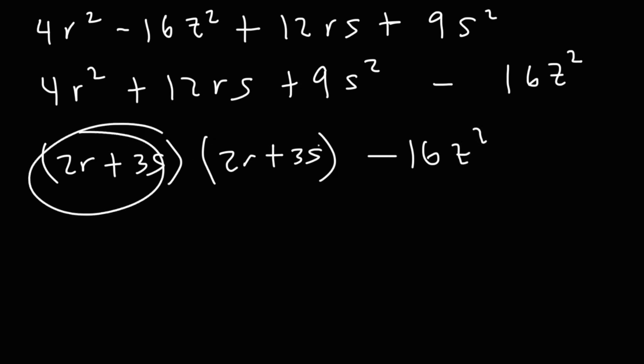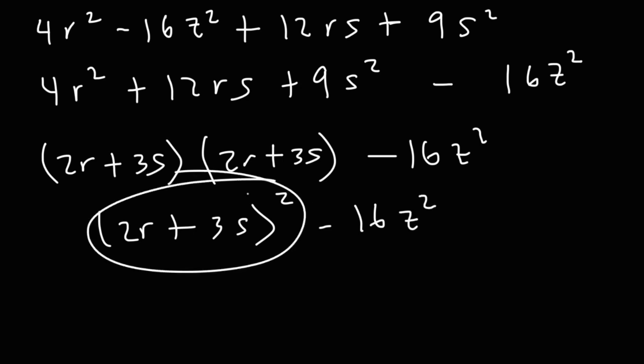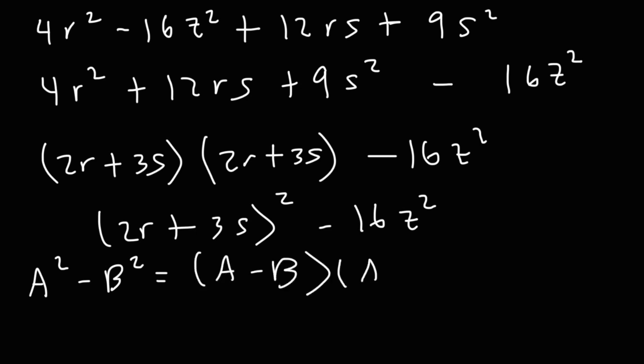Now, because these two binomials are the same, we can say we have 2r plus 3s squared, and then minus 16z squared. Now, what we have here is a difference of perfect squares. So we could use this formula to get the answer. a squared minus b squared is a minus b times a plus b.